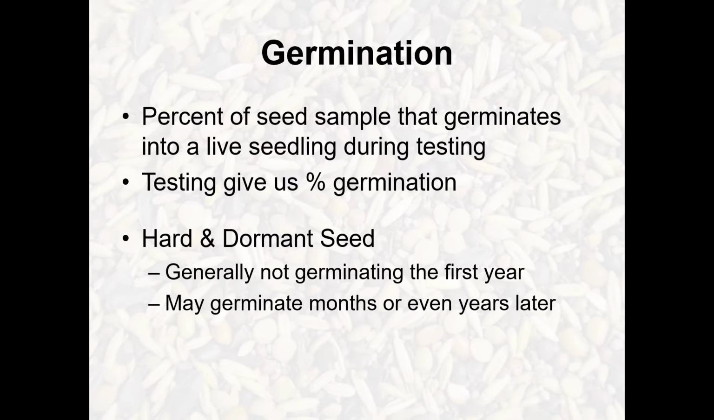Dormancy is always highest at seed harvest and is lost gradually with time. This is especially true with warm season grasses. Slightly older seed with warm season grasses tends to actually have a higher germination rate. Some companies actually stratify the seed to help break that dormancy before you get it.